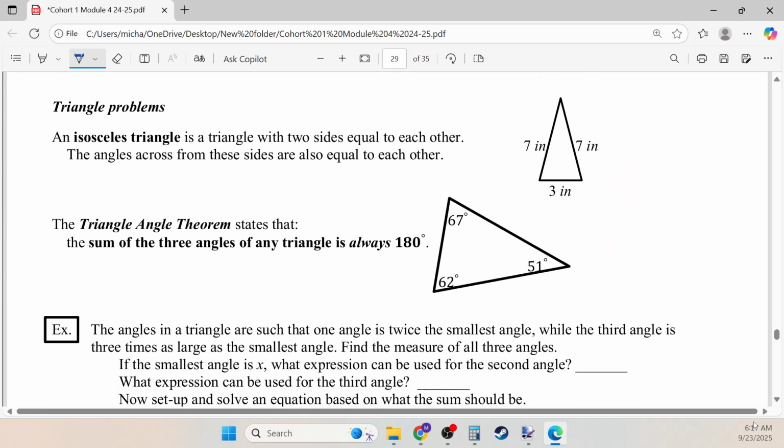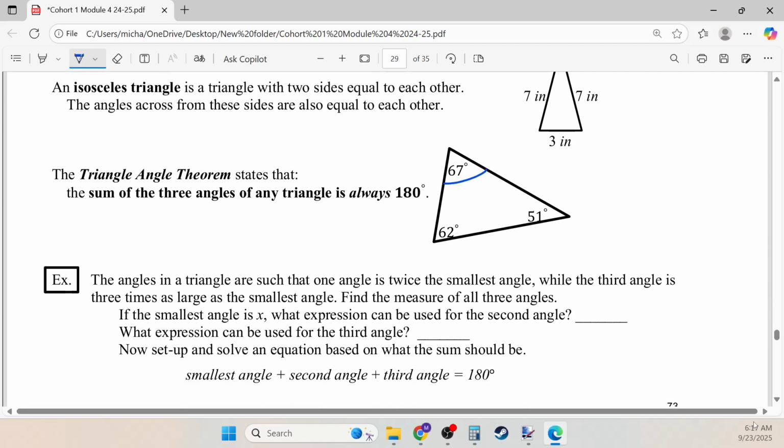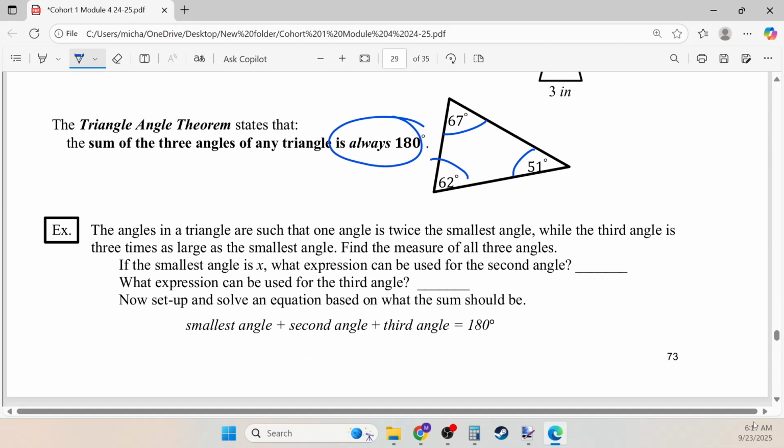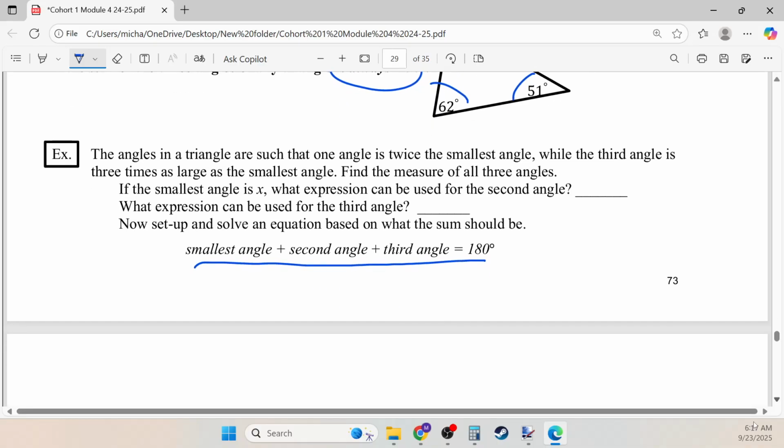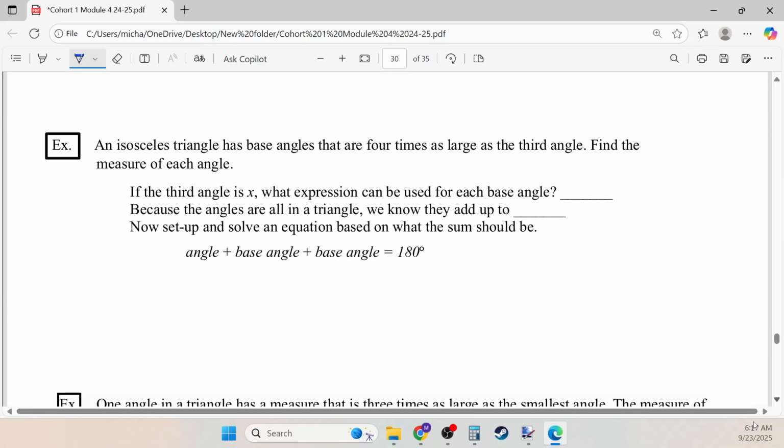Okay. We have triangle problems. So with the triangle, the 3 interior angles add up to 180. So that's going to be the equation that we use to find answers, is all 3 angles have to add up to 180. An isosceles triangle. Isosceles means that 2 of the angles are the same. Like this one and this one in the diagram.